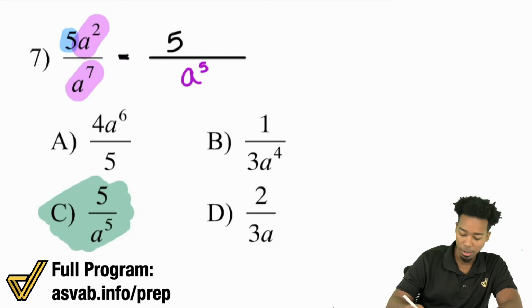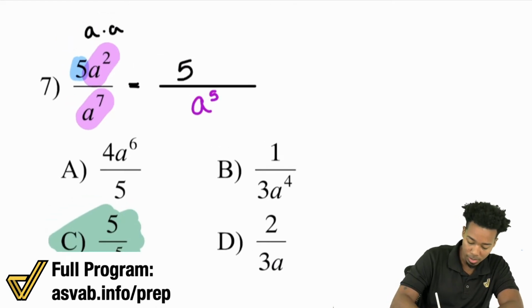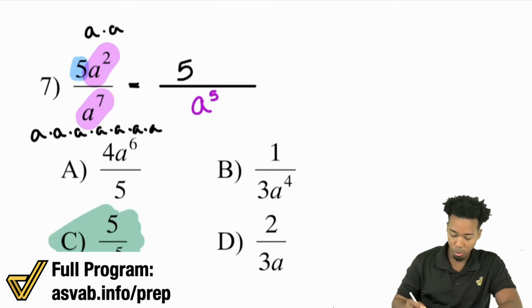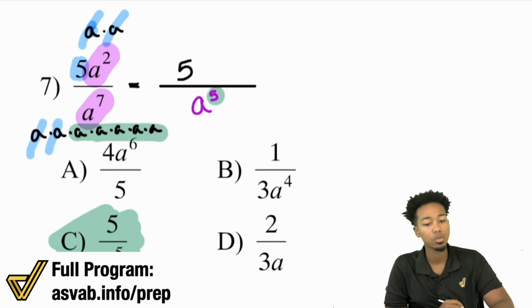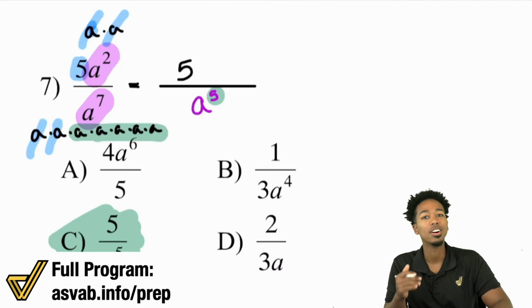And if you wanted to see it, remember that a squared is a times a. A to the power of seven is seven of those being multiplied together. And we see that we'll cancel out one, two, leaving us with five left over. And that's where that power of five comes through, because there's five left on the bottom.